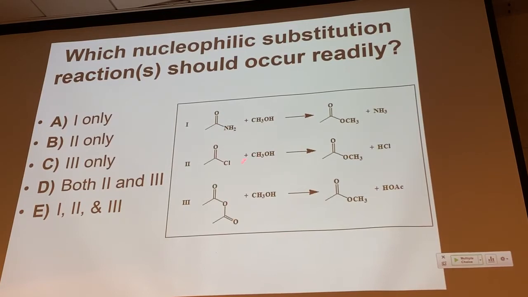Number 2, acid chloride and alcohol to get an ester. Will that work? Yes, right? We can convert an acid chloride into anything else. Number 3, anhydride plus alcohol to give ester. Will that work? Yes, the carboxylate is a better leaving group than the alkoxide. Very good. So we can predict the reactions that will occur.